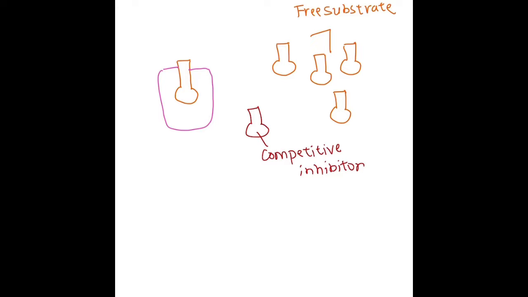A great example of competitive inhibition is penicillin, a drug that is used to treat bacterial infections. It blocks the active site of an enzyme that many bacteria use to construct their cell wall.